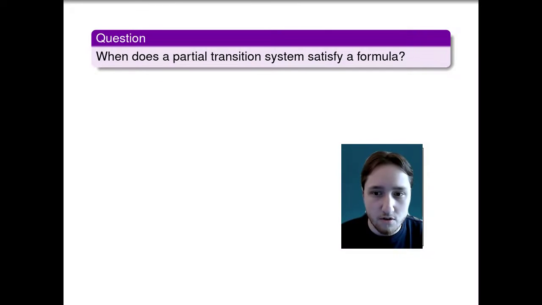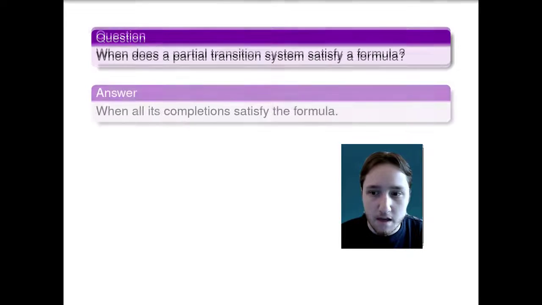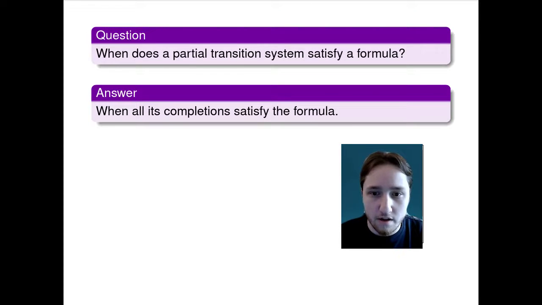Given a partial transition system modeling a partially explored system and a property expressed in temporal logic, we may ask ourselves, when are we sure that the partial transition system satisfies the formula? If no matter how we complete the partial transition system, the formula is satisfied in that completion, then we can conclude that the formula holds in the partial transition system.